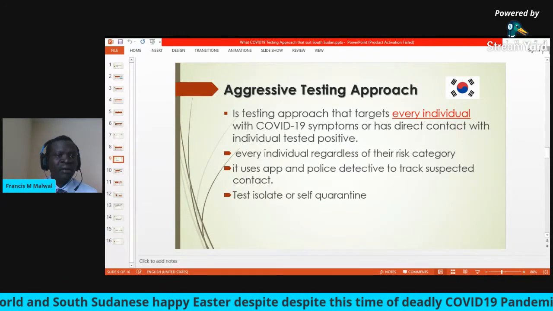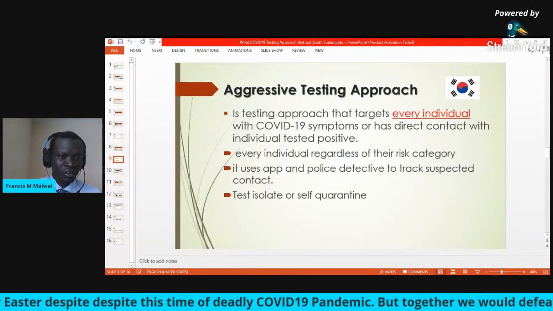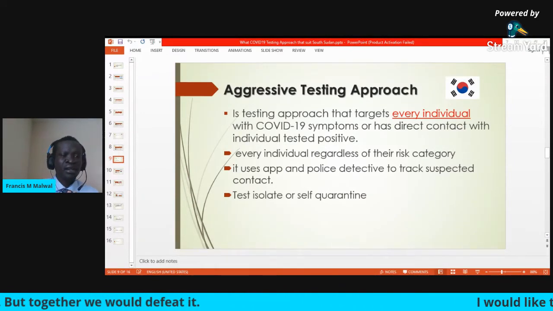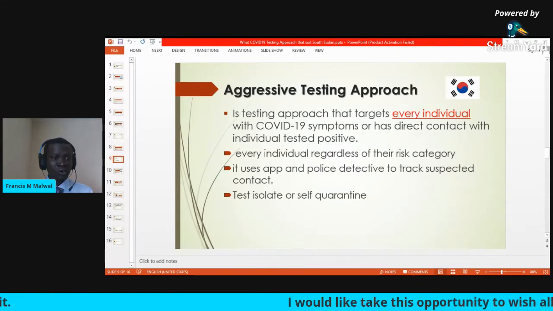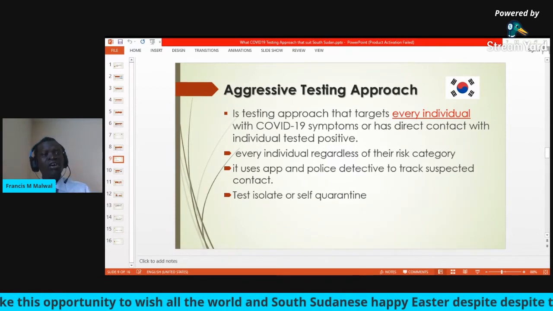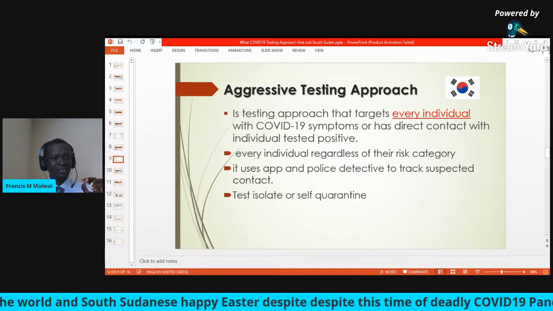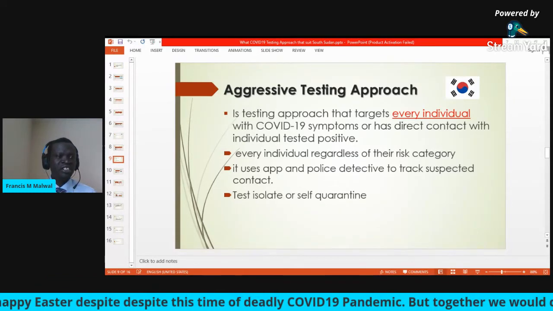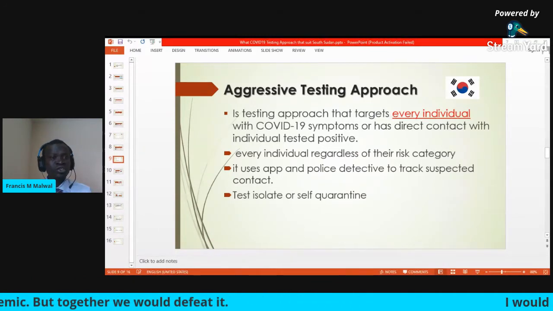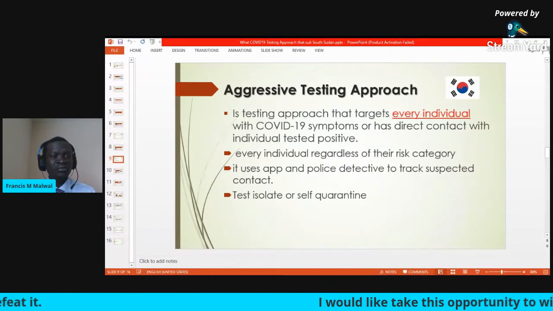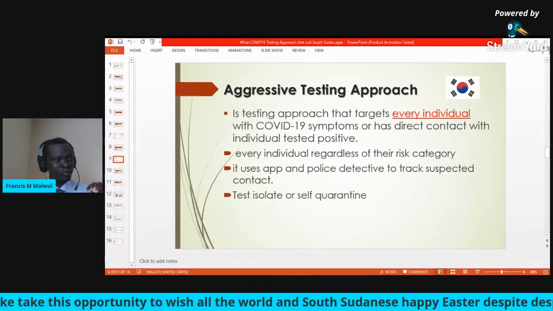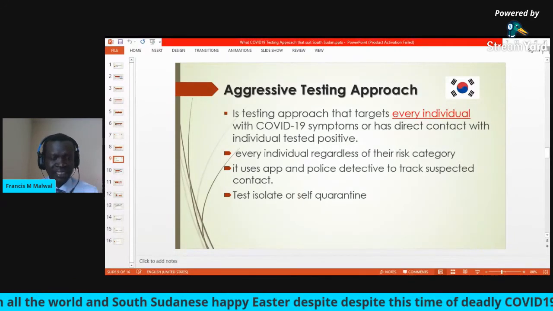This is the test approach that targets every individual, whether you are at high risk, whether you have any underlying medical conditions or pre-existing conditions, it doesn't matter. As long as you have the signs and symptoms of COVID-19, you are eligible to be tested. And this is what I call aggressive testing. So if you have symptoms, regardless of being mild, moderate, or severe, you are going to be tested.